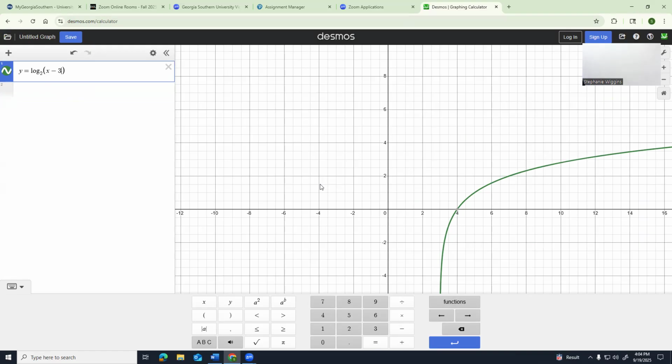So that's how we graph log functions. You can use your graphing calculator to do this, or you can just use what you know about transformations and translations to shift things around, or stretch, or reflect, whatever you want to do. Whatever you feel most comfortable with is fine.